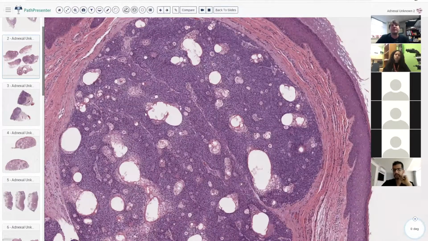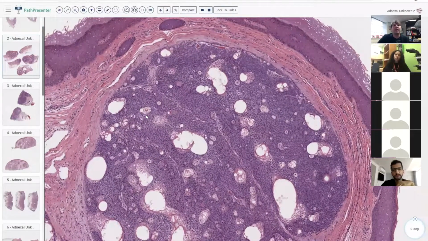You're welcome to type it into the chat if you want. You'll get an invisible bonus point from me if you get it right. Or you can just quiz yourself and know in your heart the joy of making the diagnosis. Okay, I see someone. There we go. 5, 4, 3, 2, 1.